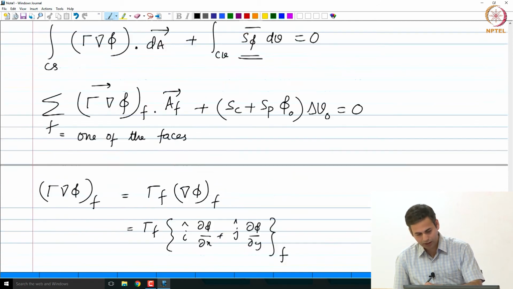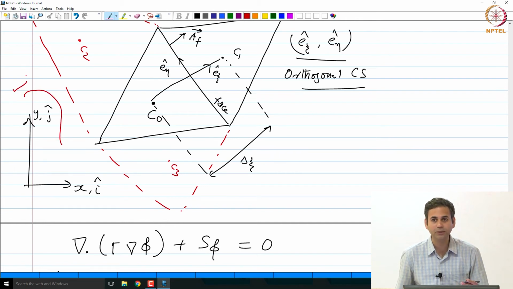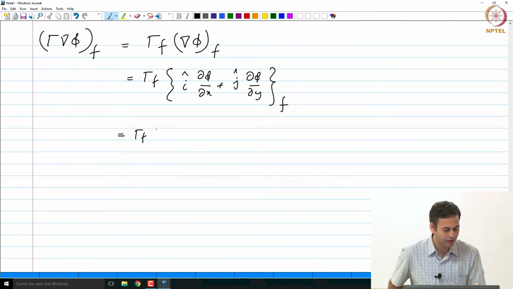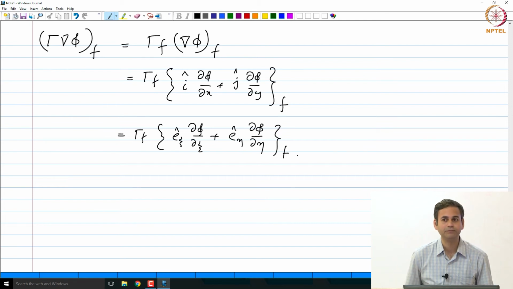So, we have written this in the global coordinate system. Now, because my local coordinate system, which is e xi e eta, is also orthogonal, can I rewrite this gradient in those e xi e eta coordinates? I can. That would be gamma f times e xi hat partial phi partial xi plus e eta hat partial phi partial eta. Is this one and the same? It is one and the same.